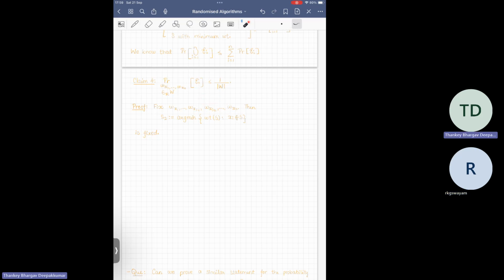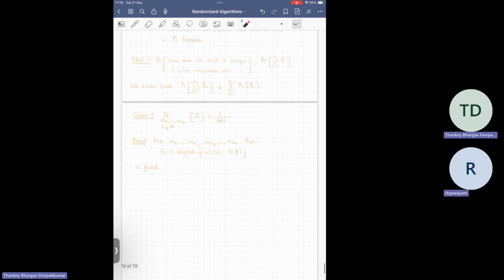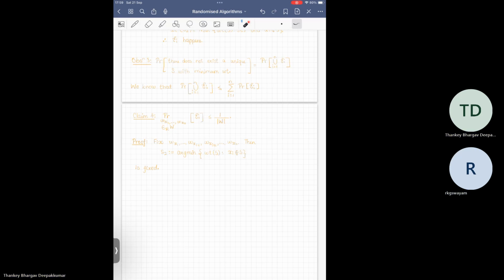Okay, look at all the sets over here. They do not contain xi, right? So the only elements they contain are x1 to xi minus 1 and xi plus 1 to xn. So once I fix the weights of those elements, the weight function of every set not containing xi is fixed. So the weight of everything over here is fixed, and then I can find the minimum, right?